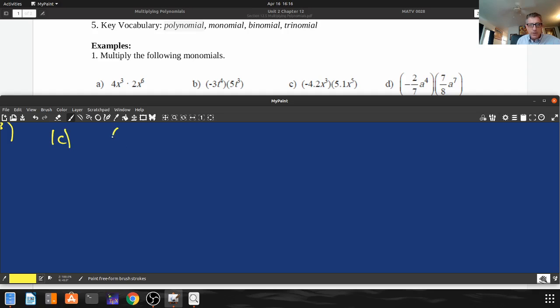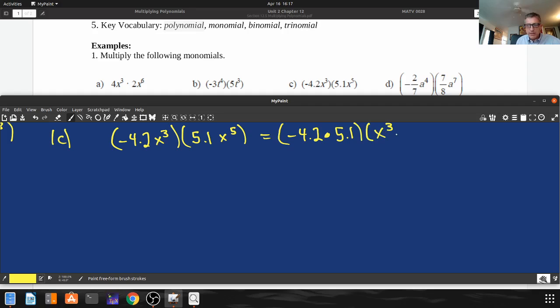1c. So we're doing minus 4.2 x cubed times 5.1 x to the 5th. So again, that's equal to minus 4.2 times 5.1 times the variable terms, which is x to the 3rd times x to the 5th. Notice how much easier the variable terms are. So let's go down here and figure out what minus 4.2 times 5.1 is.